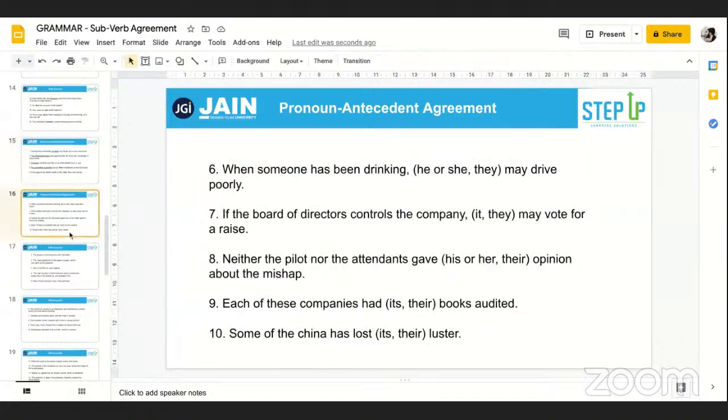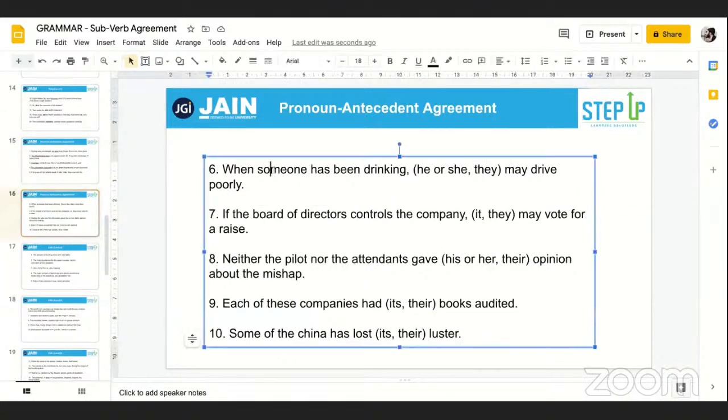Okay, here, number 5, one of the sisters. So only one sister out of many sisters. The subject is only one, so we'll take it as singular. Number 6, someone. This is the subject, singular, right? He or she. Someone is singular. We'll come back to that.